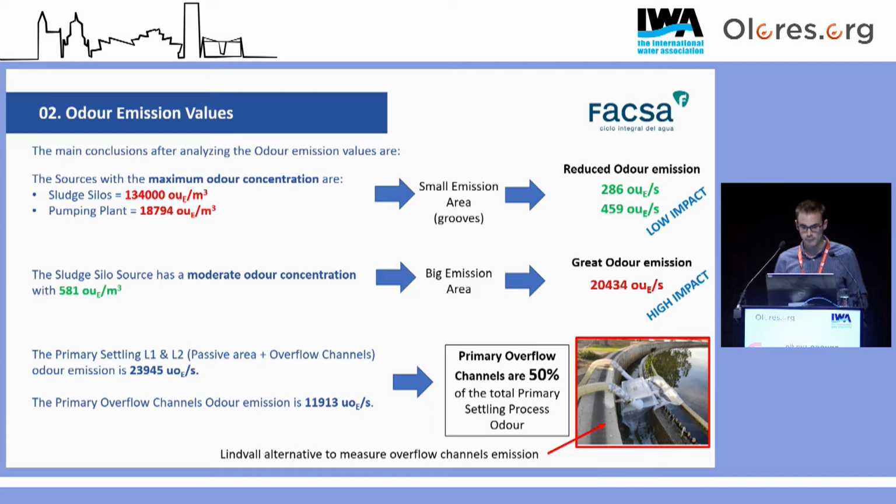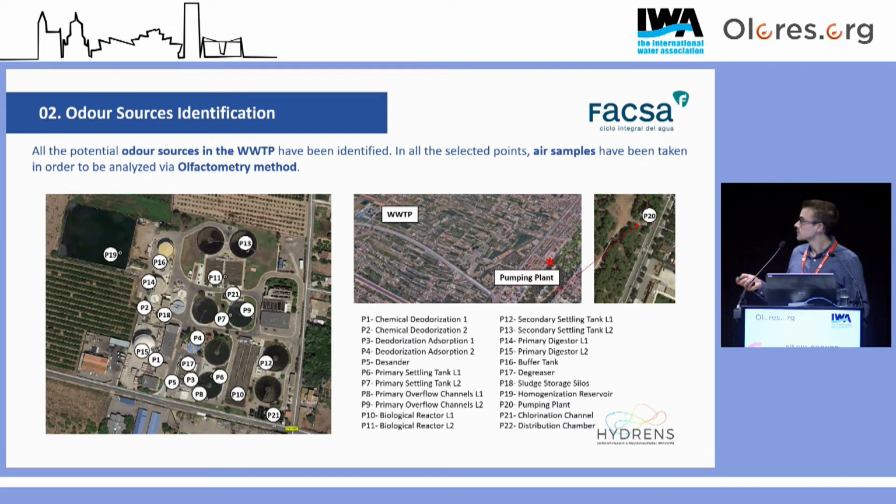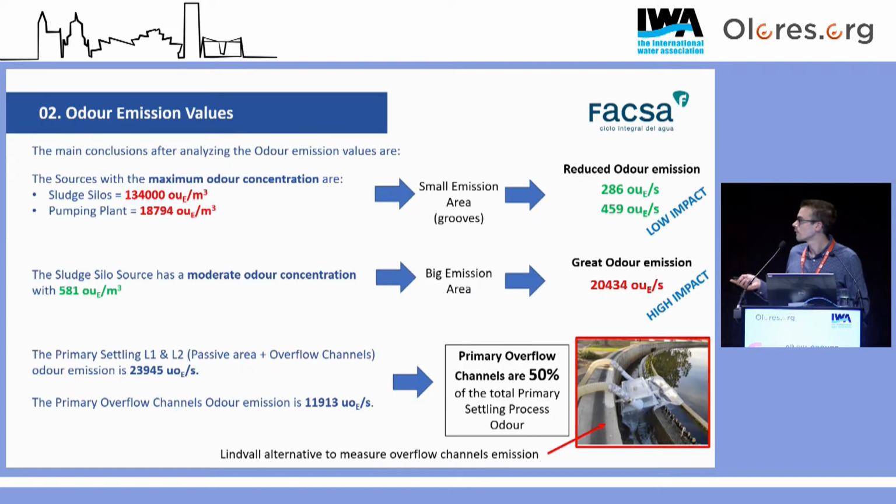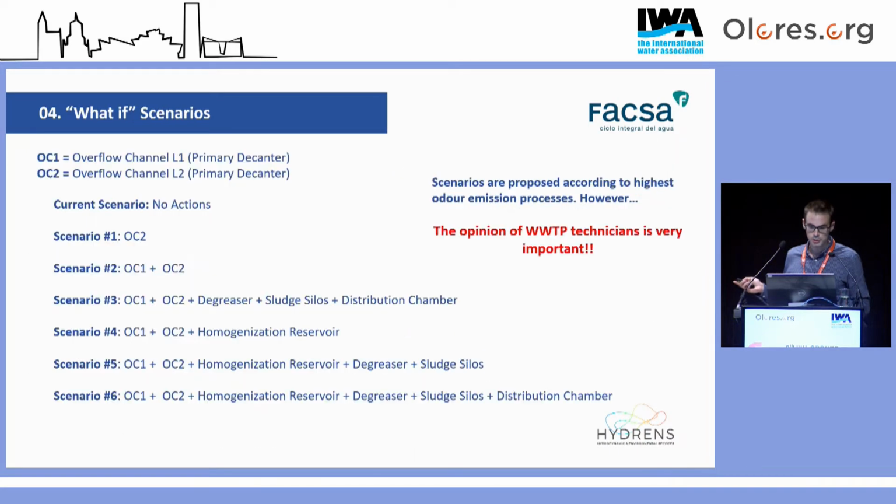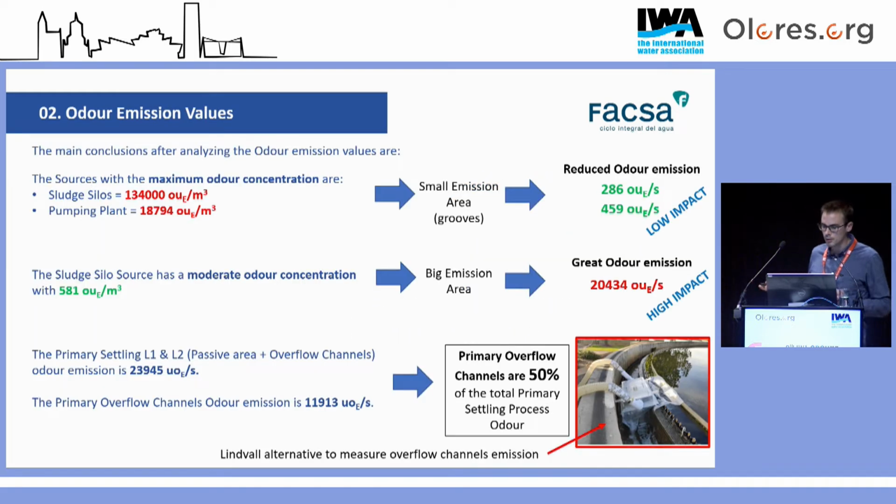On the other hand, we have, here's a little mistake, sorry, there's no sludge silo, it's the homogenization reservoir. And there's a moderate odor concentration of 581 odor units per cubic meter. It's not so big, but there is a big emission area. If we come here, this is the homogenization reservoir. The area is very big, and even if we have a low odor concentration, the odor emission is high, so the impact is also high.